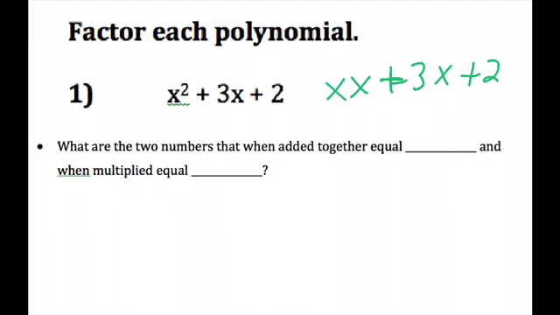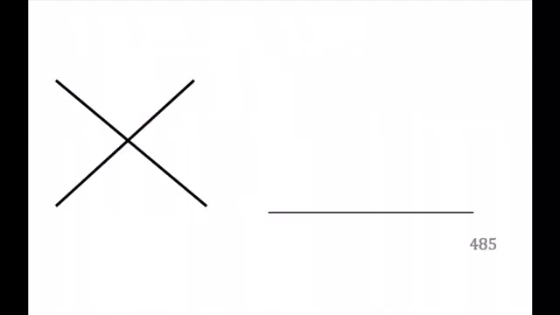What two numbers, when added together, equal, I'm looking for 3, and when multiplied, equal 2? So what two numbers can you think of that when added together equal 3 and when multiplied equal 2? And hopefully you already know the answer. We're going to use what we call X games to figure out the answer. First of all, up here is where we put the middle term. That's where we're looking for whether it's adding or not. And then the last term goes down here, and this is the one that's multiplied, down here on the bottom of the X.